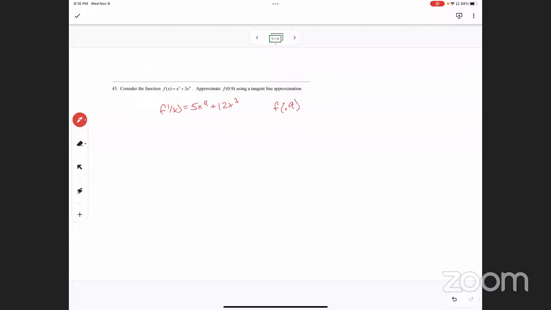What would we expect the slope at that point 0.9 to be? We would expect the slope to be whatever we get when we plug 0.9 into this. So plug that into there, and that's going to be the slope at x equals 0.9 of that original function. And approximate f, so we want to approximate f of 0.9. What are we?